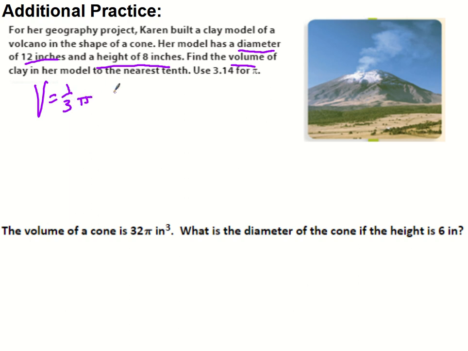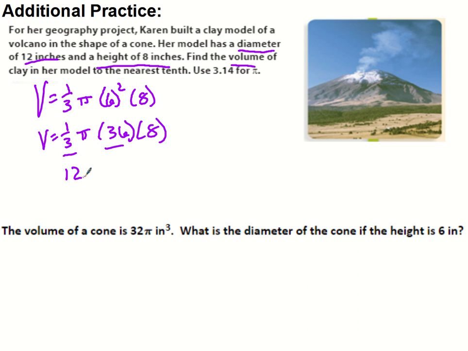Okay. So let's see here. My height is 8. My diameter is 12. So if the diameter is 12, that means the radius is 6. Height is 8. Well, so now that I can square my radius first as always, that's 36 times 8. I can do 1/3 times 36, which is 12. So I have 12 pi times 8. That's 96 pi. So again, I save pi for last.